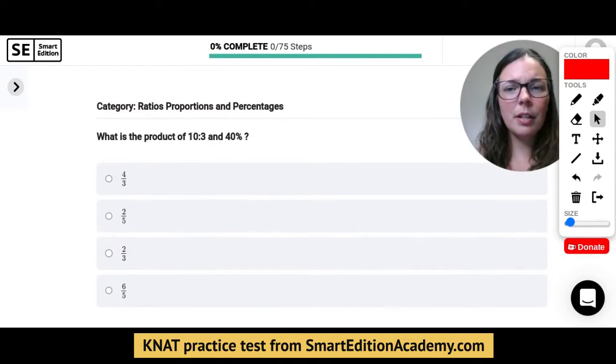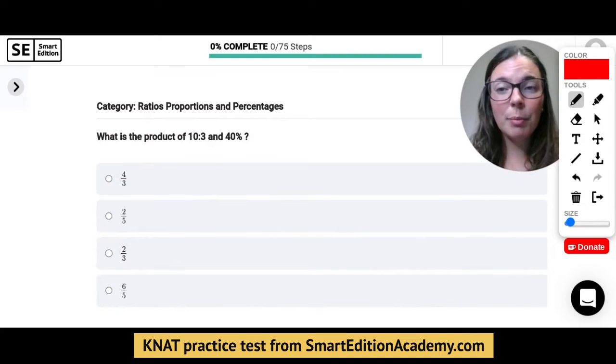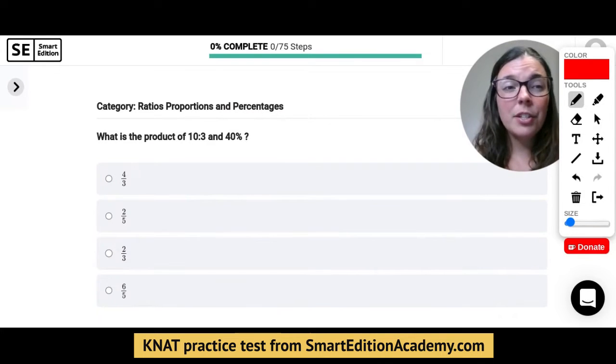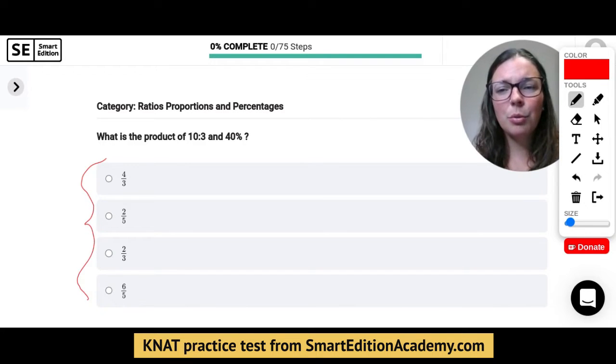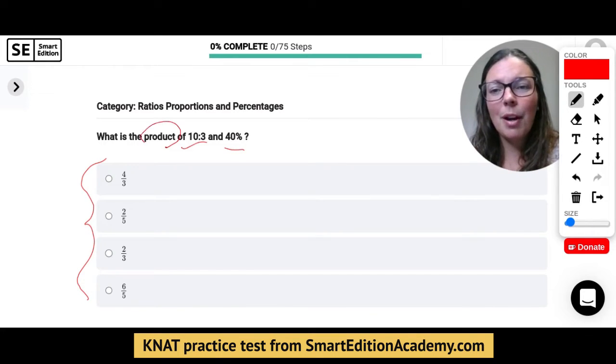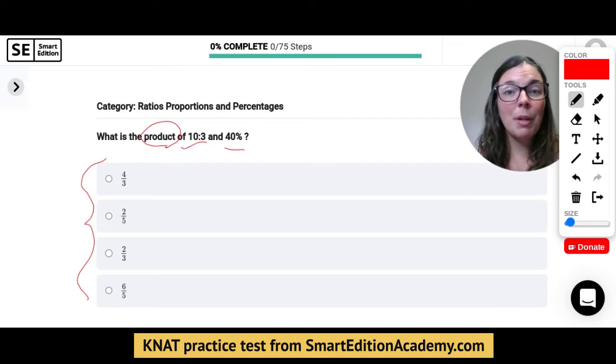Okay, what is the product of 10 to 3 and 40%? Before I start working on this problem, I'm going to look at my answers, and they're all in fractions. So if I can turn these two, I have a ratio and a percent, if I can turn them into fractions and then find the product. So remember, product means multiply. So I'm going to multiply these two things.